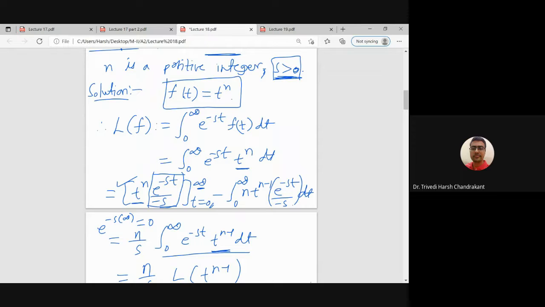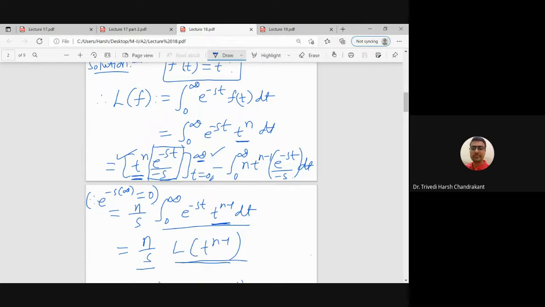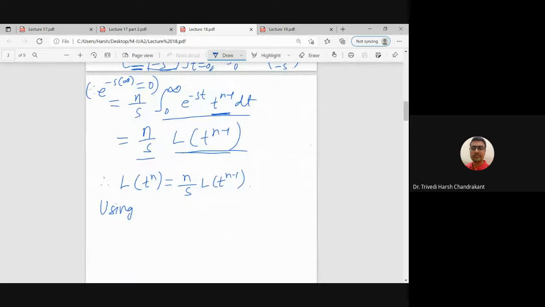So this term will be 0 at t is equal to infinity, and when t is 0, the t power n term will be 0. So the difference will be 0 in that case. So the first term will vanish, and when we substitute the limits, we are getting this iterative term, so that we can use it iteratively.